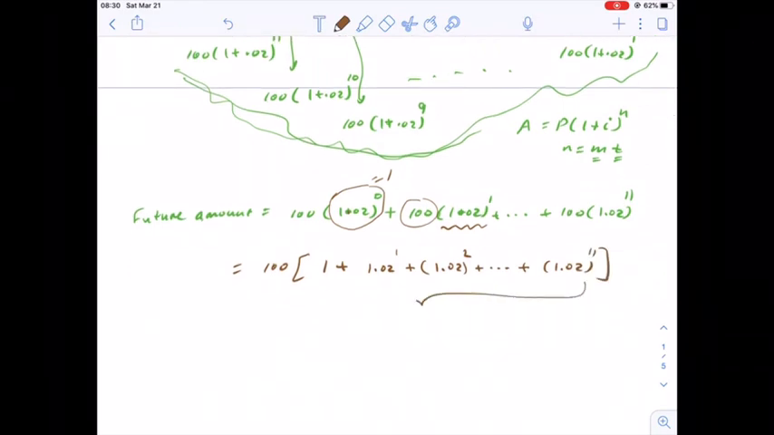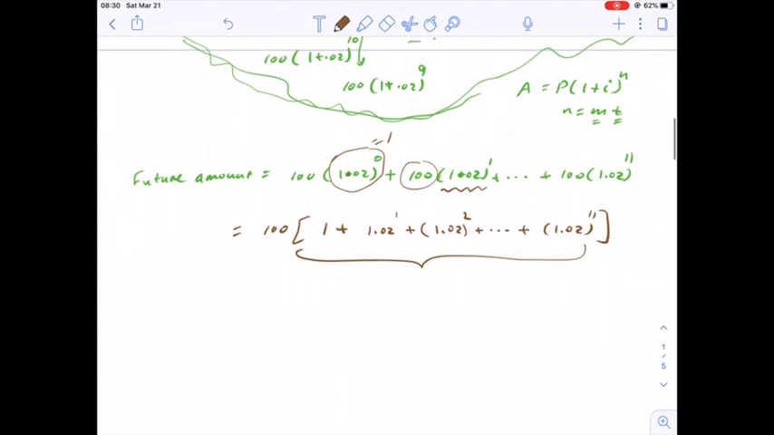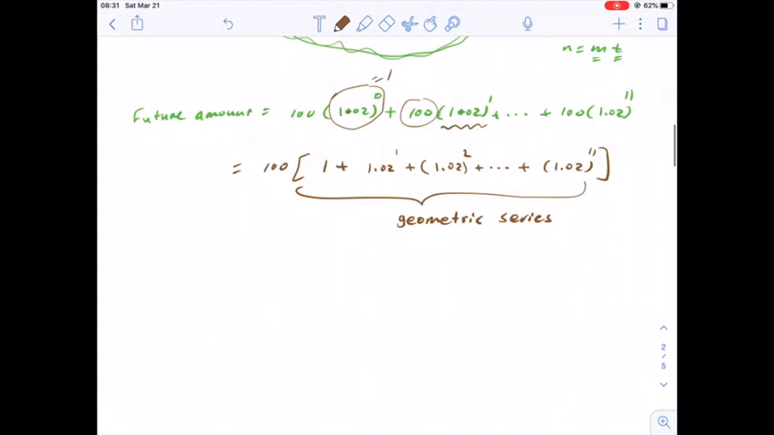Now if we look at this expression inside the brackets, we find that this is a geometric series. For geometric series, let me give you an example of what we mean. A geometric series is a series with a constant ratio between successive terms.